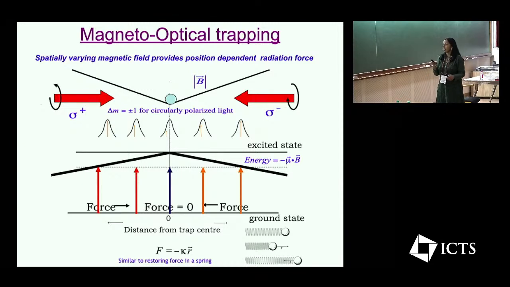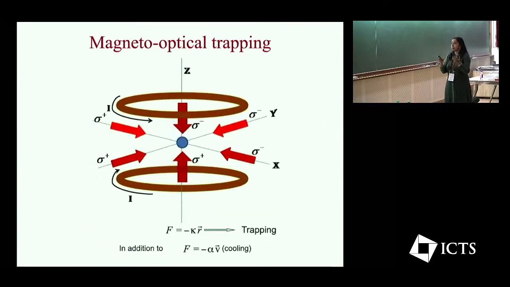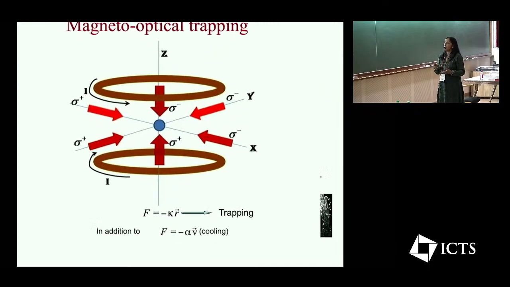So whichever direction it tries to move, it gets more force which pushes it towards the center. So it's like a restoring force in a spring. The more you take it out of the center, the more force you feel, which pushes it towards the center. So this leads to the trapping of atoms. This is the configuration of what is called a magneto-optical trap. Here the force is proportional to the distance from the center, which leads to trapping. So here we have trapping and cooling all together.